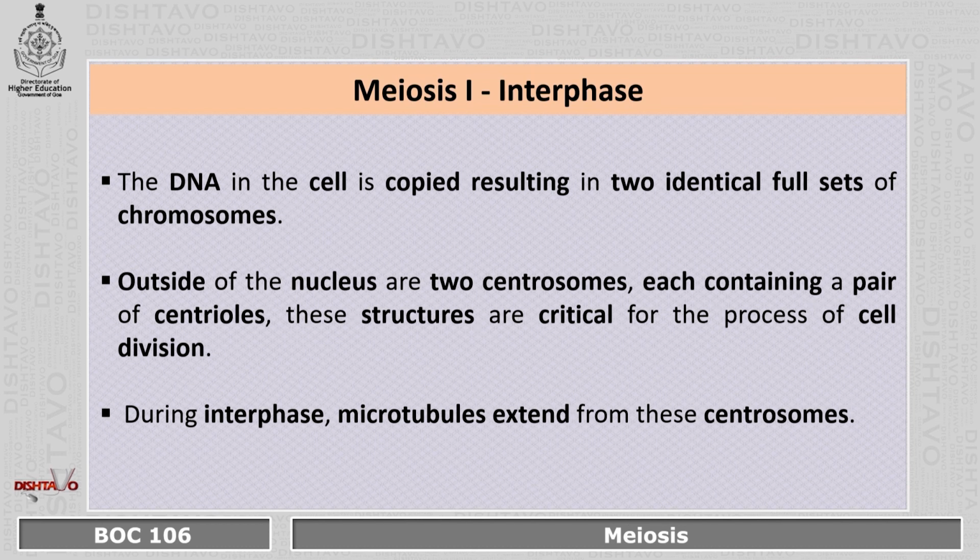The interphase of meiosis 1: the DNA in the cell is copied, resulting in two identical full sets of chromosomes. Outside of the nucleus are two centrosomes, each containing a pair of centrioles. These structures are critical for the process of cell division. During interphase, microtubules extend from these centrosomes.